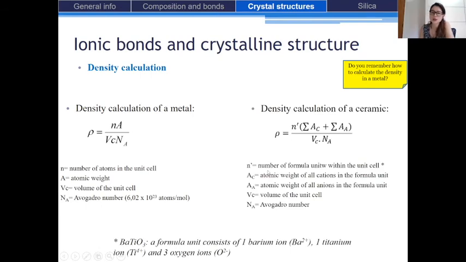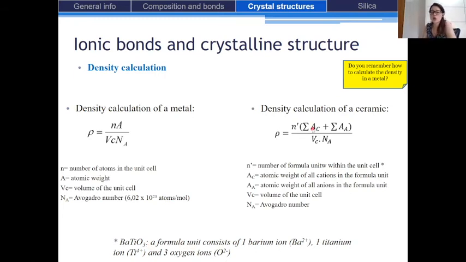Here we should consider the number of formula units within the unit cell. For example, in the case of barium titanate, represented right here, on the bottom of the slide you have the chemical formula of barium titanate. How many of these formula units are present within a unit cell? We need to draw this unit cell, and then we calculate the number of these formula units.